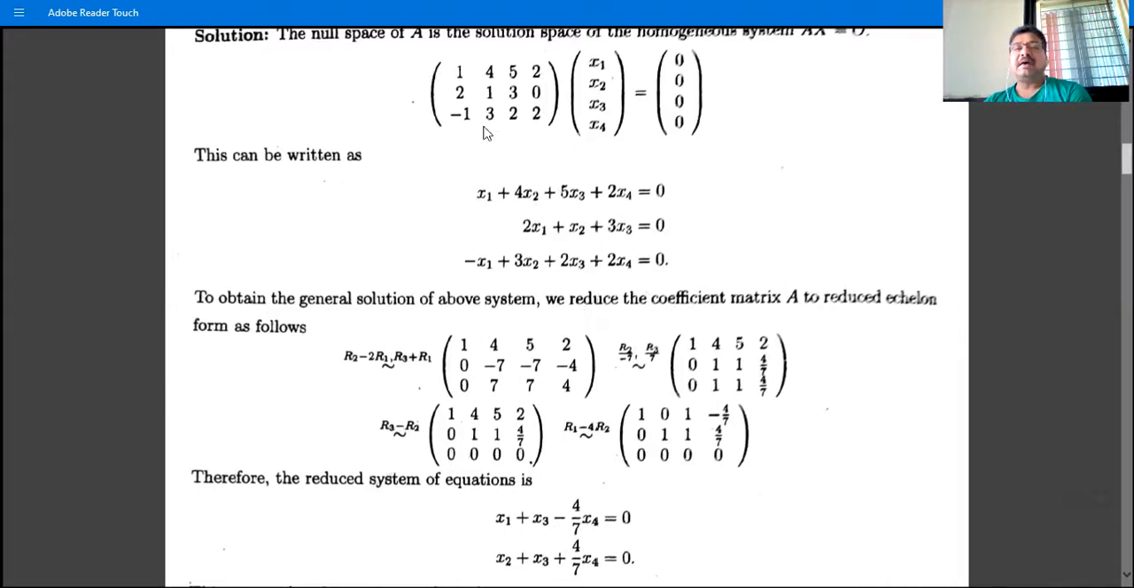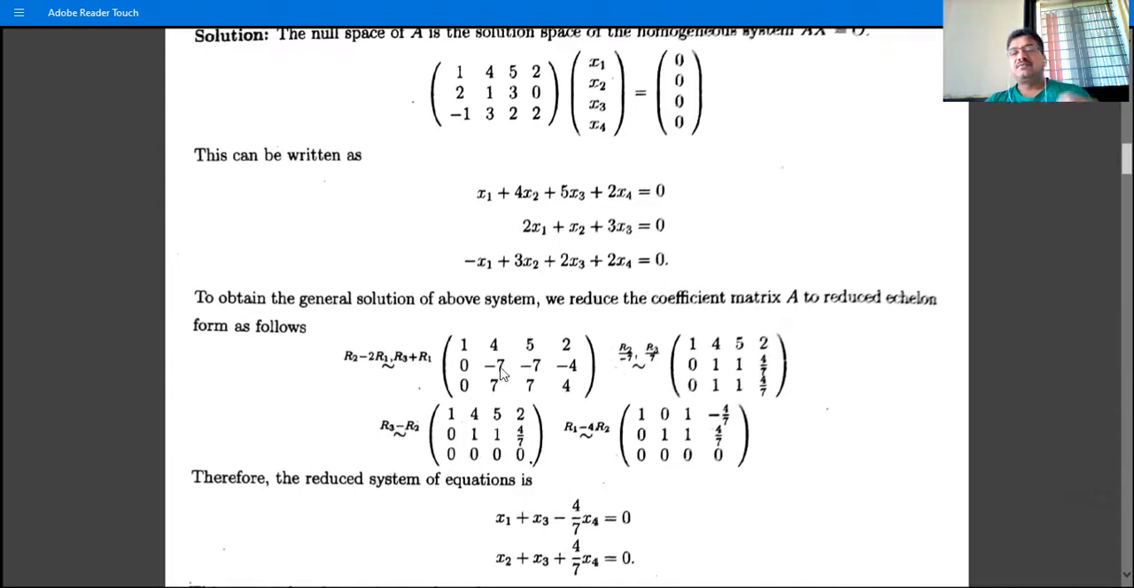Then we have to reduce this matrix to echelon form. We have to reduce this 2 to 0 and this minus 1 to 0. So write matrix A here and then apply these operations: R2 minus 2 R1 and R3 plus R1. We have this matrix after this transformation. Then we could reduce this minus 7 to 1 with minus 1 by 7 R2, but there is no need; the 7 can remain as it is. Then apply R3 minus R2, and we have this matrix.